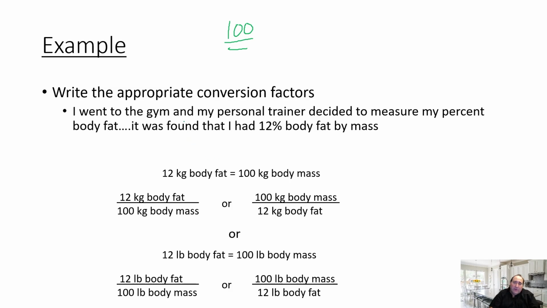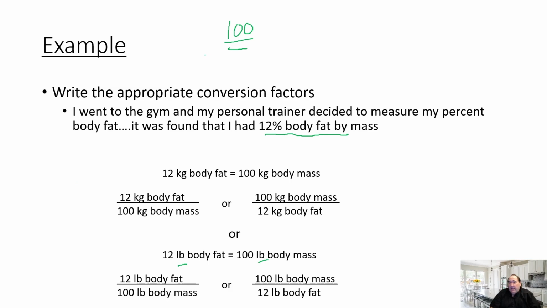So if we have somebody that has 12% body fat by mass, that would mean, for example, you would have 12 kilograms over 100 kilograms of body mass, or 100 kilograms of body mass is 12 kilograms of body fat. Or you could use more of an English conversion like pounds, 12 pounds of body fat over 100 pounds of body mass, or 100 pounds of body mass over 12 pounds of body fat.